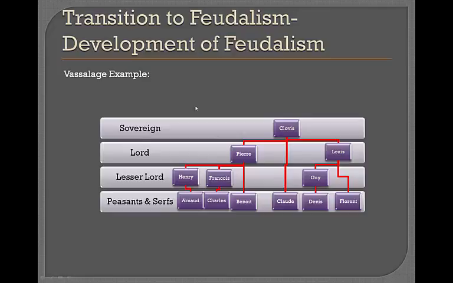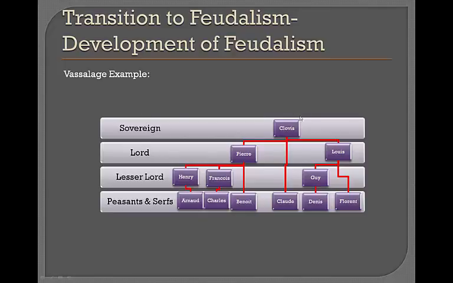So to kind of put that into a visualization, here's an example of how vassalage in feudalism works. The red lines are all feudal contracts, and you have different classes of people. You could call the sovereign the king. You could call the lord a duke. Lesser lords, counts, and barons, and obviously peasants and serfs are peasants and serfs.